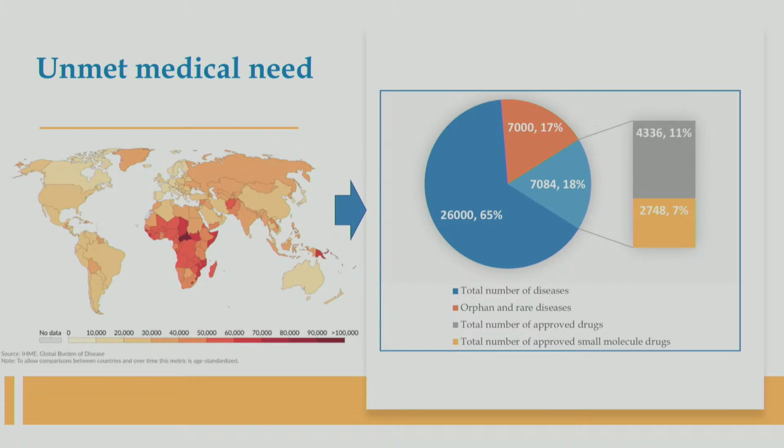So a total of 26,000 diseases were identified across the globe, in which approximately 7,000 are orphan and rare diseases. And if you look at the total number of approved drugs, it's close to 4,000, and the total number of approved small molecule drugs is closely 2,007. Even the collective number makes only a quarter of the total number of diseases. So there is a huge gap between burden as well as treatment options. Bridging this gap is a challenging endeavor, but with collaborative efforts, technology can be made to improve healthcare outcomes across the globe.